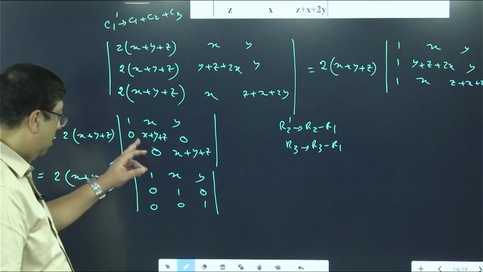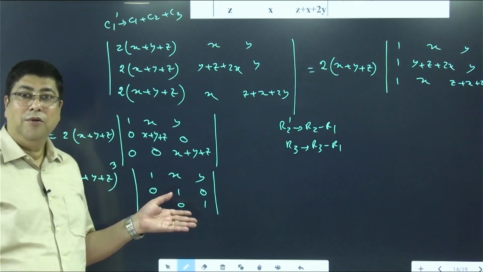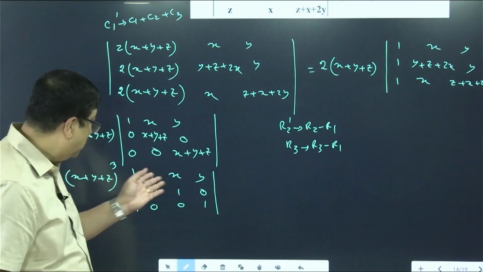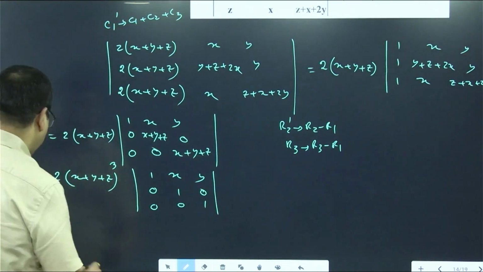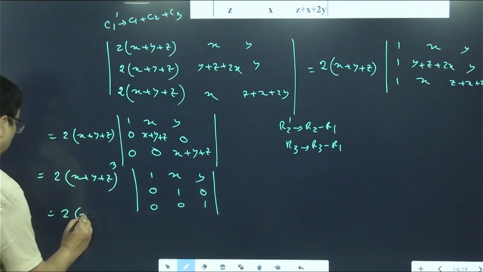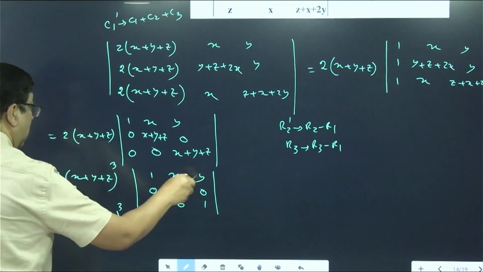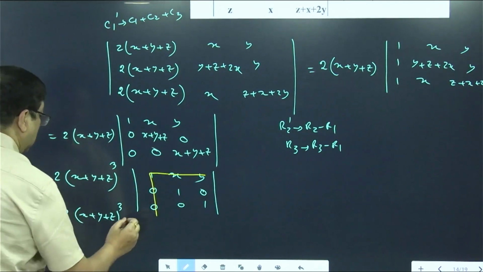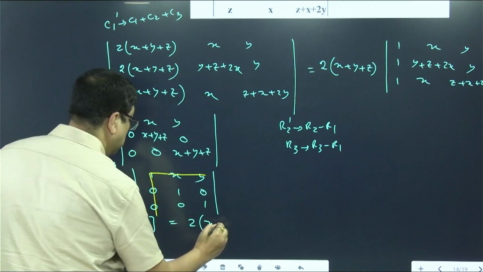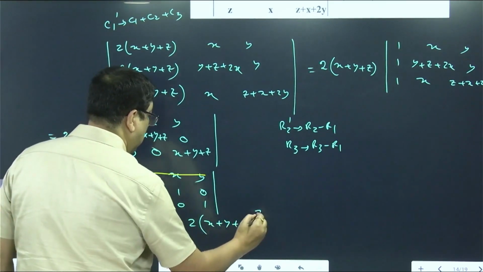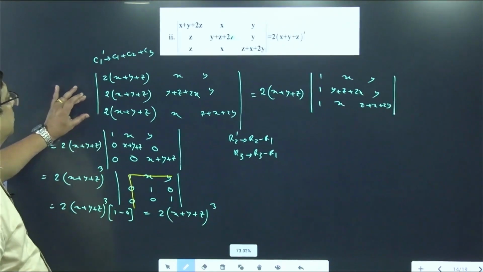Now instead of expanding through row 1, which, as I told you, is unnecessary, it is better to expand through column 1. So if we expand through column 1, we are getting 2 into x plus y plus z whole cube, and with 1 minus 0, the final answer is 2 into x plus y plus z whole cube. So this is the answer of the question.